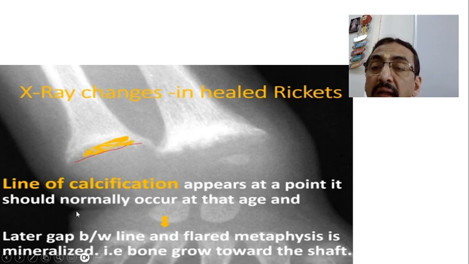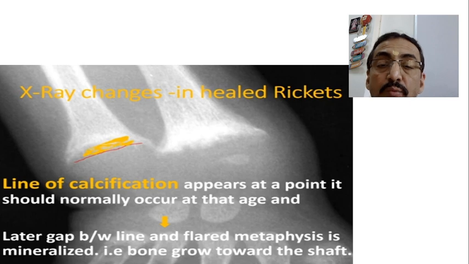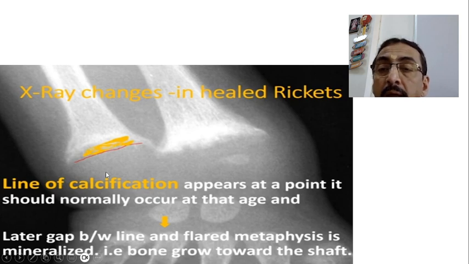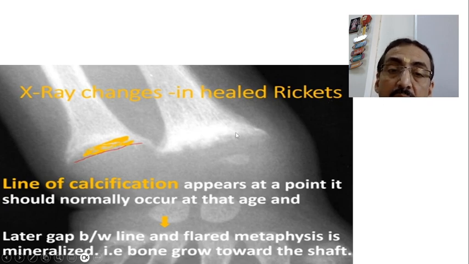Now this is again the line of X-ray changes. The line of calcification appears at the point where it should normally occur at that age, and later the gap between the line and the flared metaphysis is mineralized. That is, bone grows towards the shaft. Now, the line of calcification is at the point where it should normally be at the particular age. And this is a healed rickets. If you see, a healed rickets looks like this.